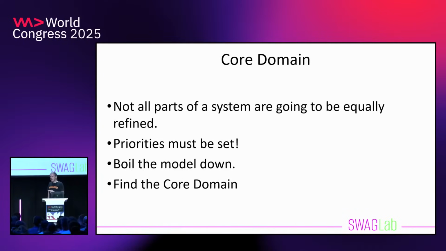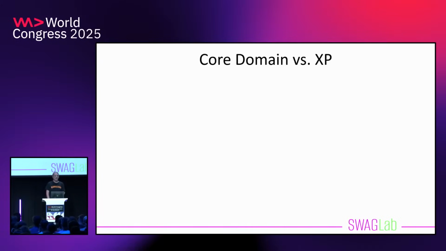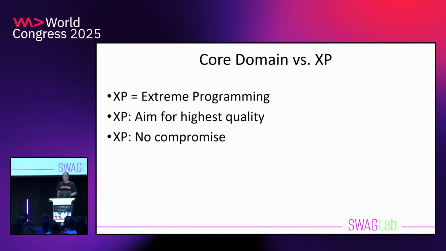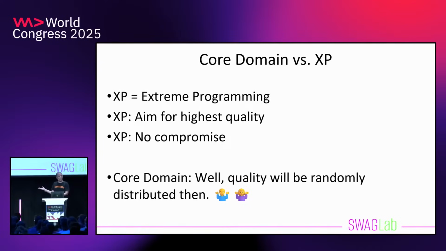And as I said, this is actually not as trivial as it seems, because there used to be this idea of extreme programming, where people actually said, well, we have to aim for the highest quality in everything, and we have to make no compromises. And basically what this pattern says is, well, if you do it that way, then the quality will just be randomly distributed all over the place, and you're actually not setting any priorities whatsoever.